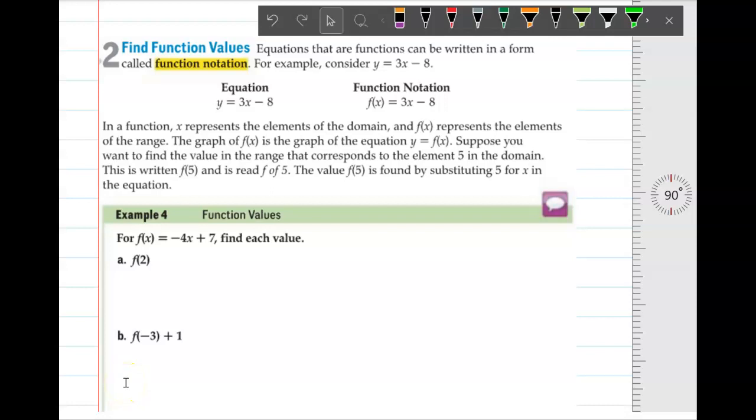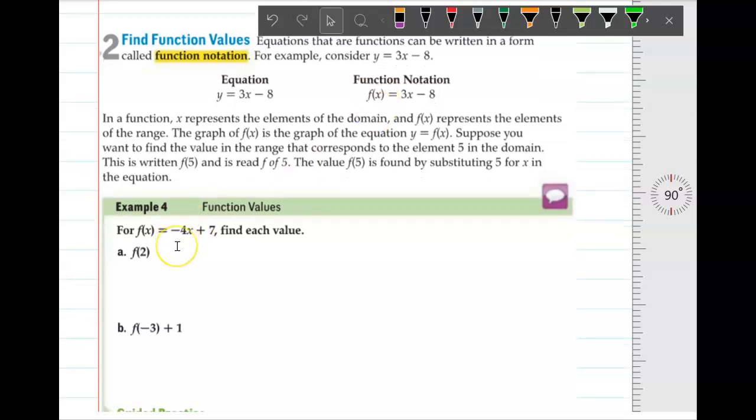All right, picking up where the last video left off talking about function notation. You've actually probably seen some function notation before. Function notation just talks about when instead of saying y equals 3x minus 8, for example, you say f of x equals 3x minus 8, because y is a function of x. Y depends on x. X is independent, y is dependent.